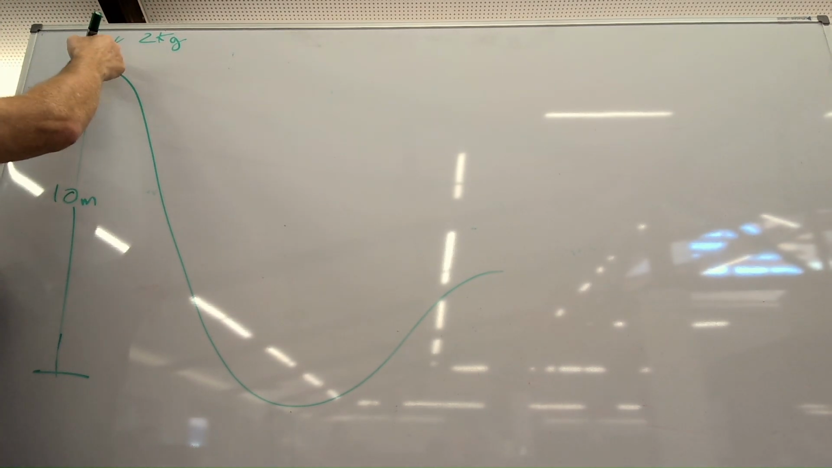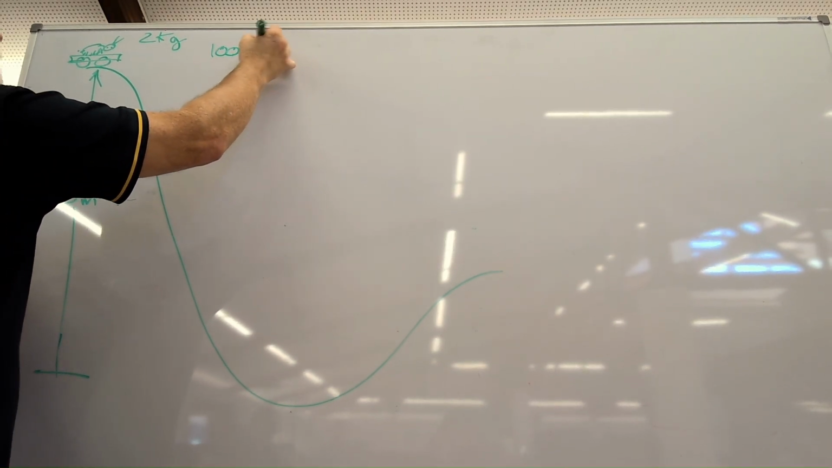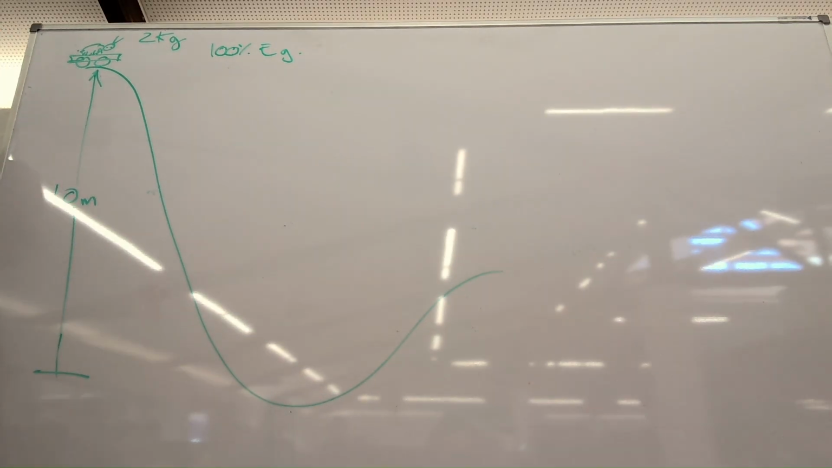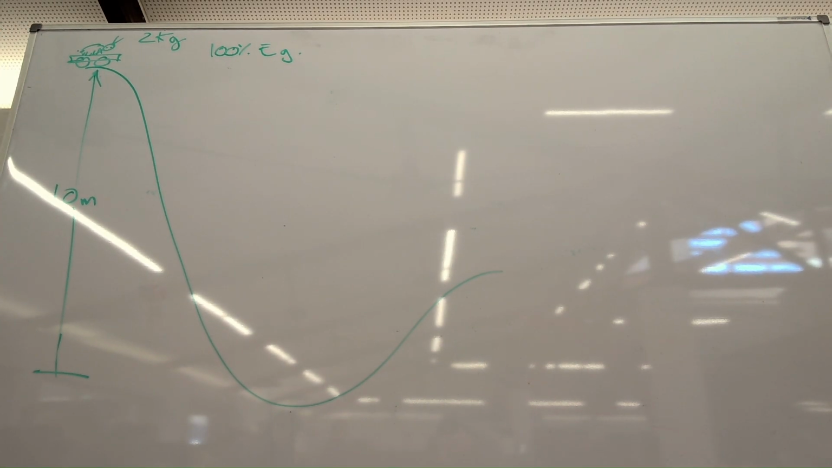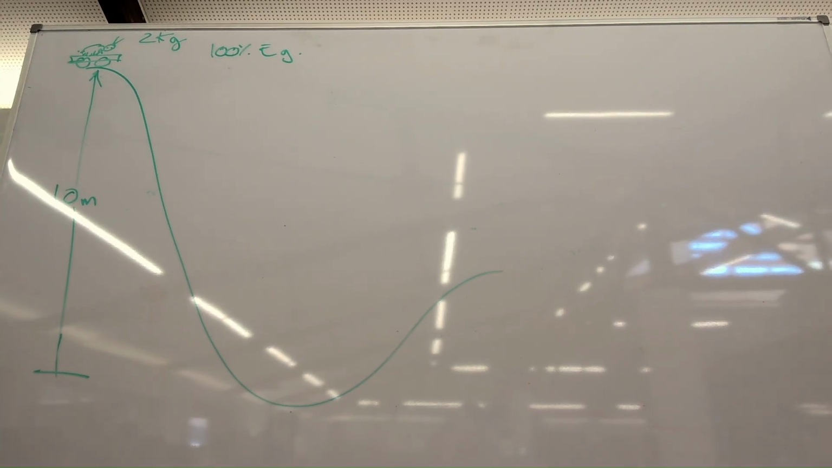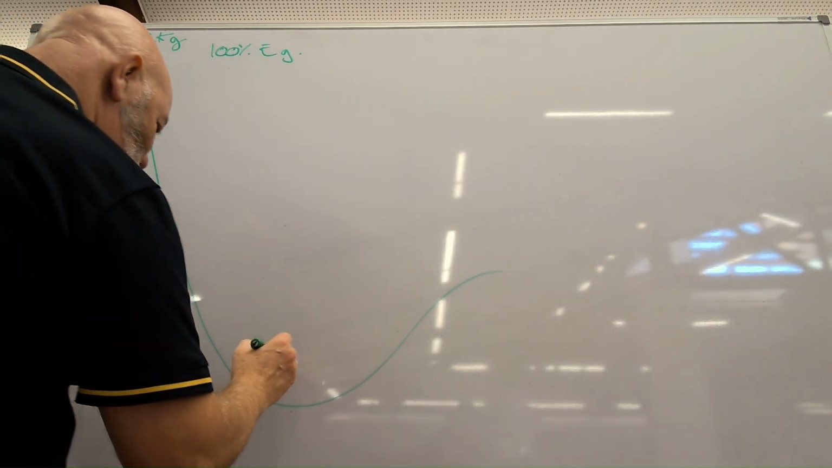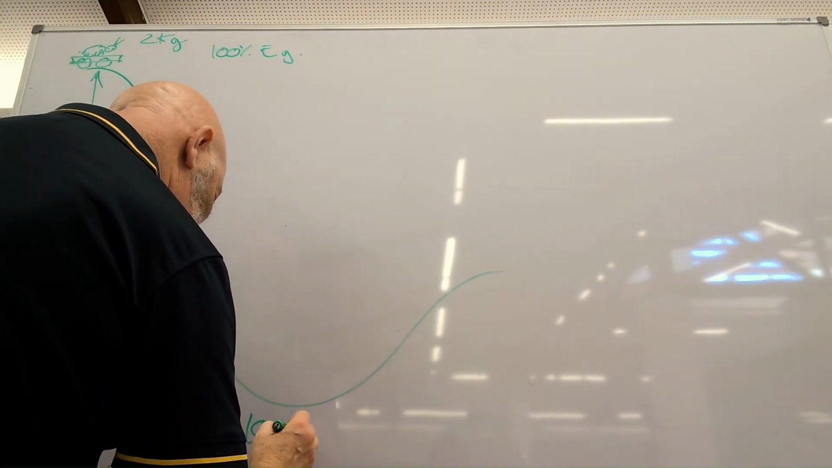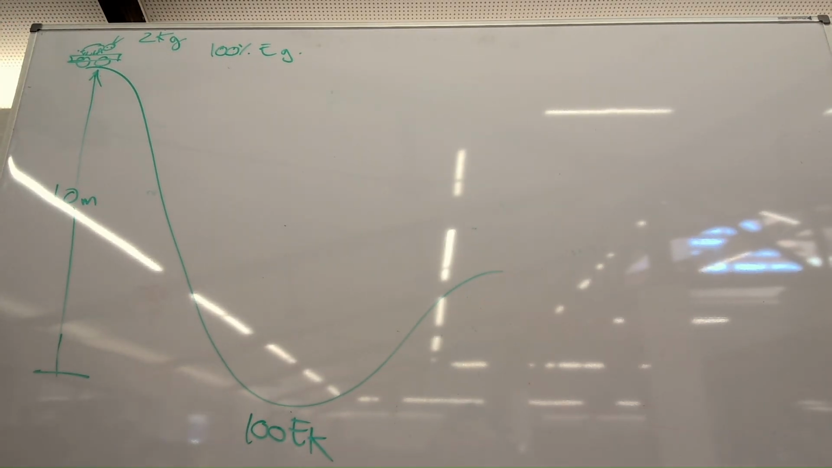Now, up here at the top, it has 100% EG. All of the energy is stored because it has the ability to fall. Good? And as it falls, it's going to be converted. So when it hits down to the bottom, we're going to have 100% EK. All of the energy can be converted into kinetic energy.